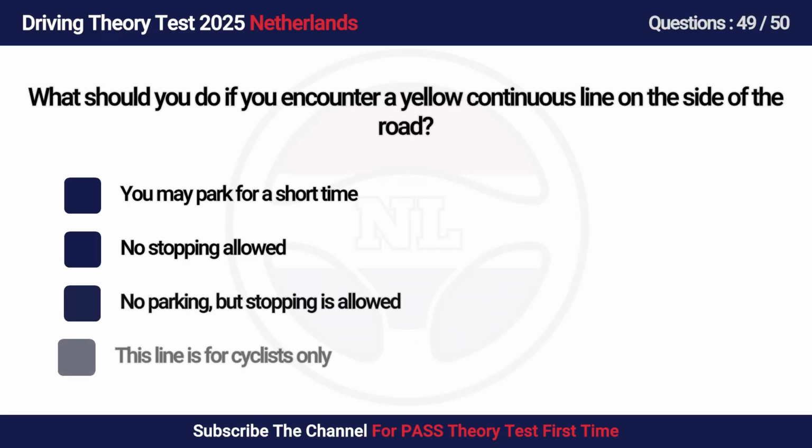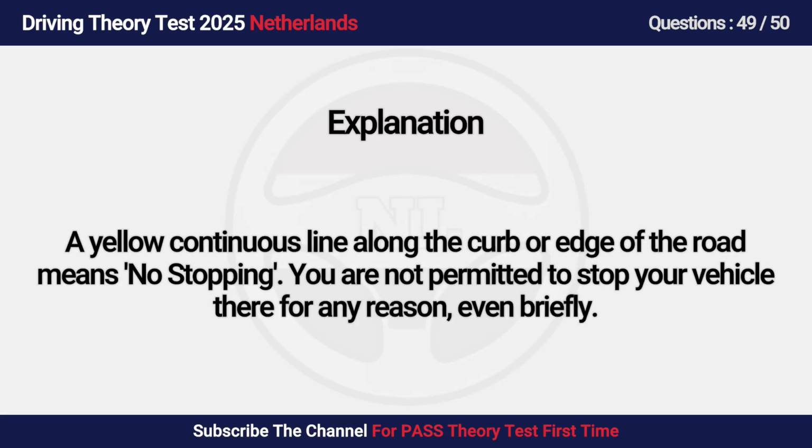Question 49. What should you do if you encounter a yellow continuous line on the side of the road? A. You may park for a short time. B. No stopping allowed. C. No parking but stopping is allowed. D. This line is for cyclists only. Answer is B. No stopping allowed. A yellow continuous line along the curb or edge of the road means no stopping. You are not permitted to stop your vehicle there for any reason, even briefly.